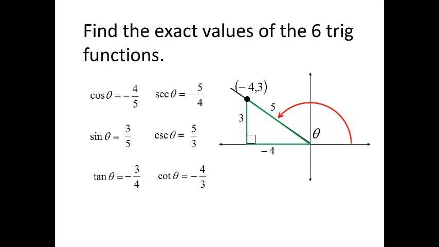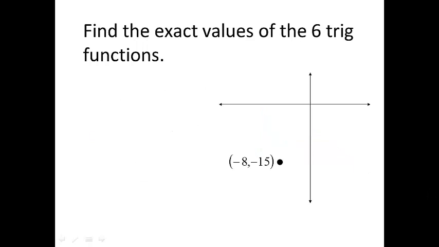-4 over 3. Now notice when we were talking earlier about all students take calculus, in the last problem everything was positive, but in this quadrant, quadrant 2, only sine is positive and its reciprocal. These two are the only ones that are positive. All the other ones have to be negative. Okay, that's how you check if you are missing a negative sign somewhere. All right, one more. See if you can finish this one.